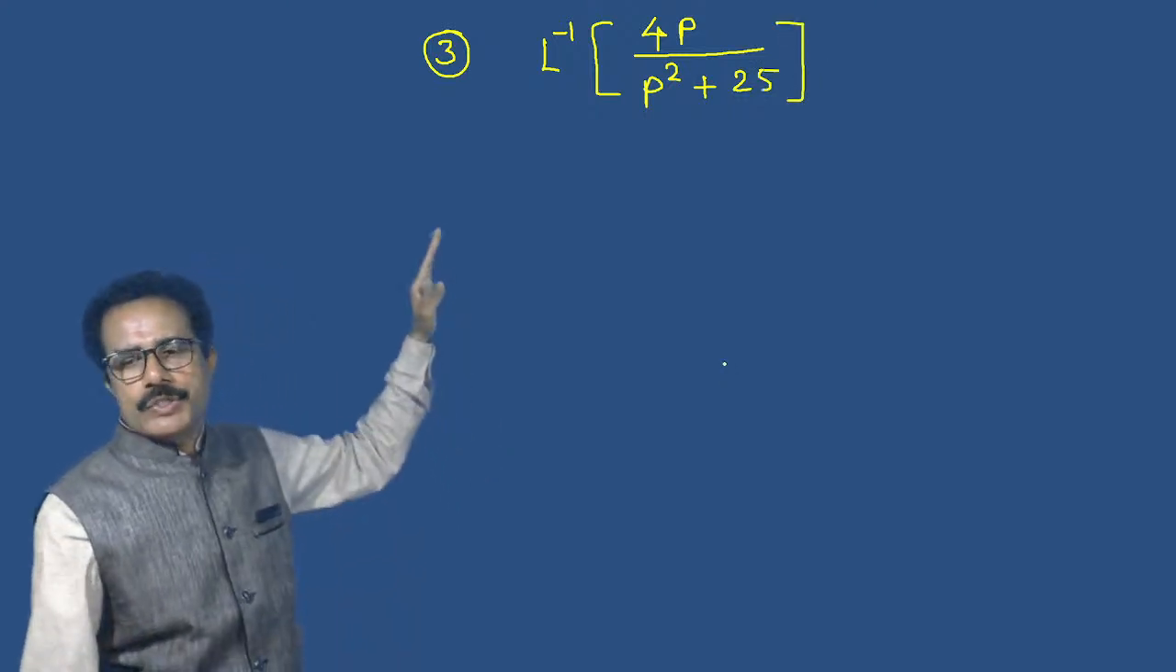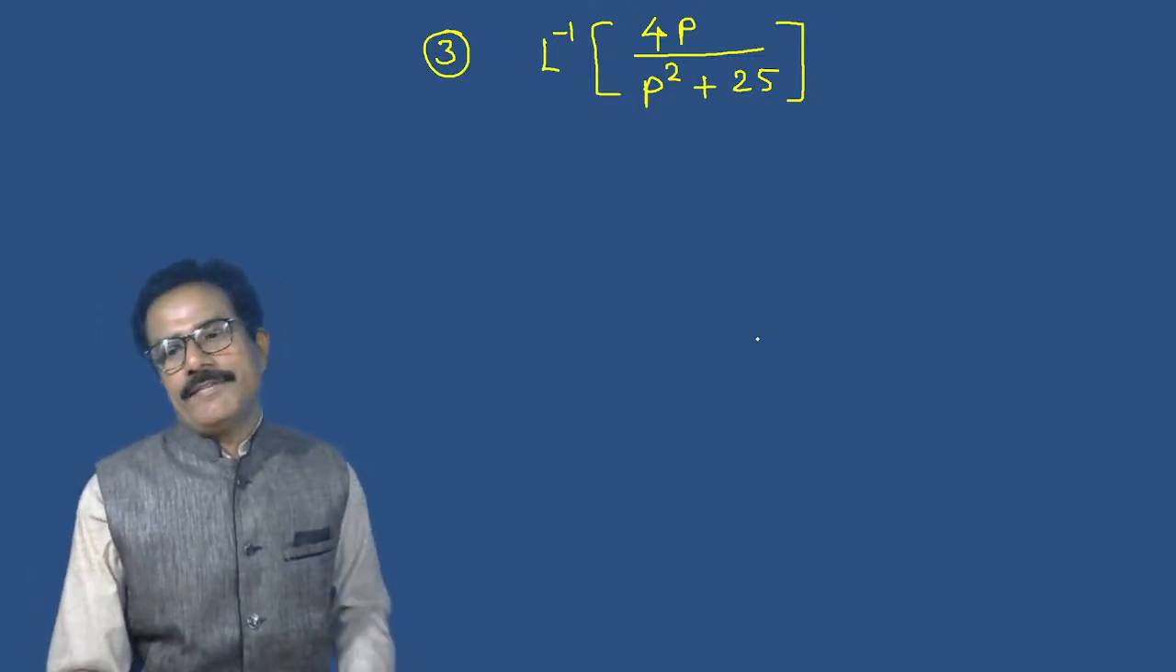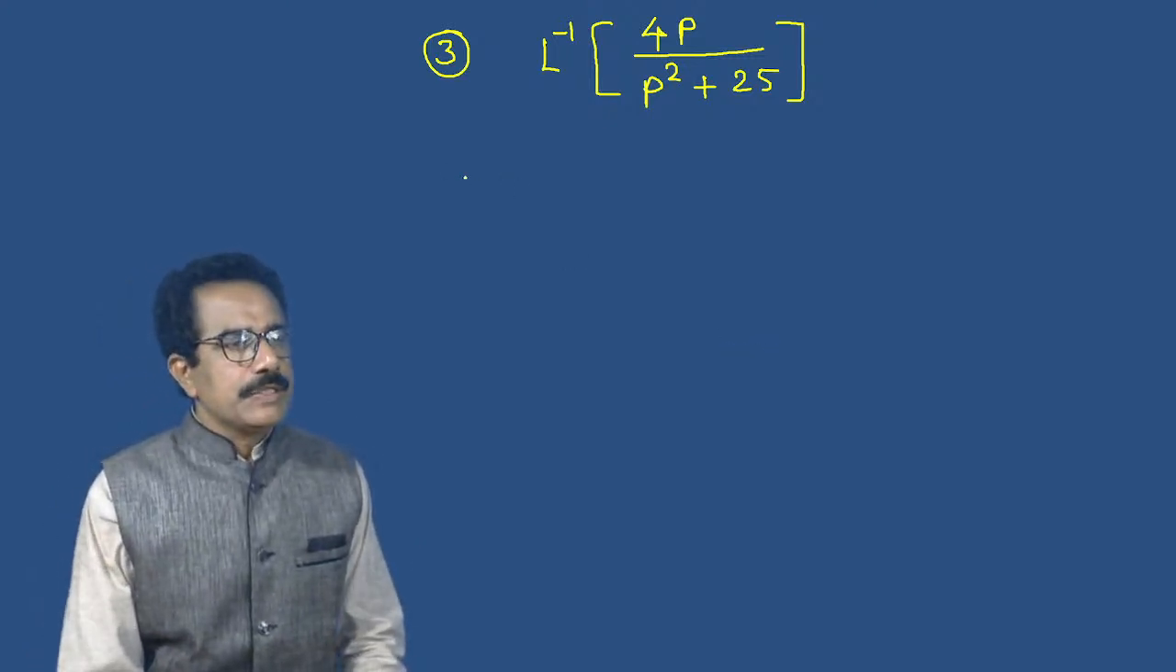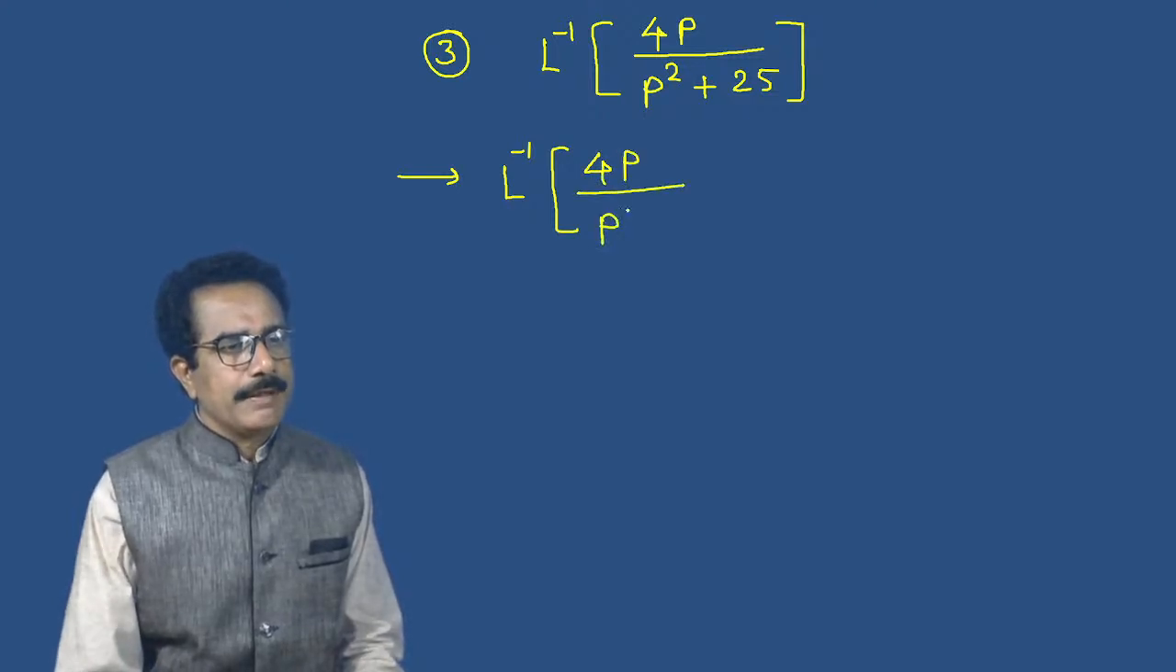Now our aim is to find out the inverse Laplace transform of this. So L inverse of 4p divided by p square plus 25.